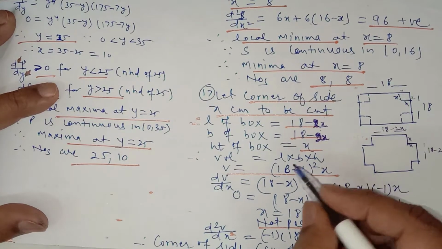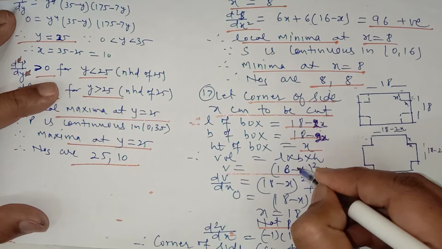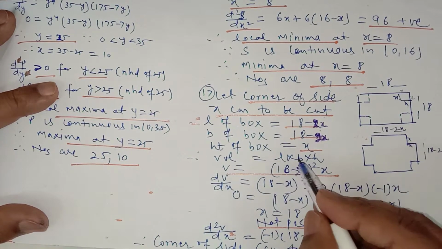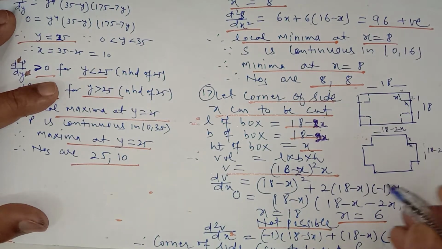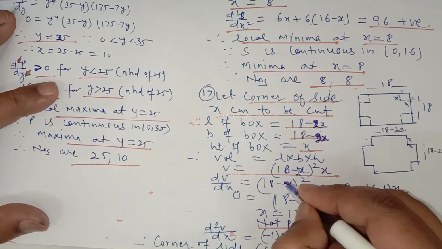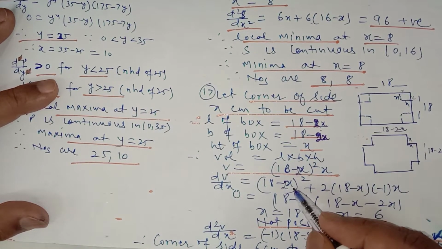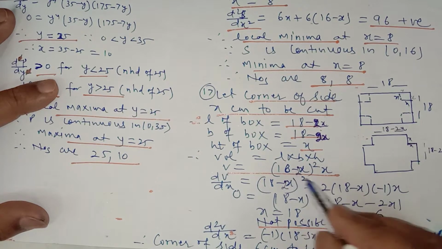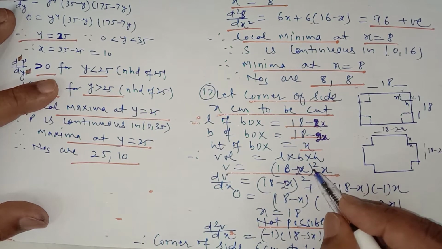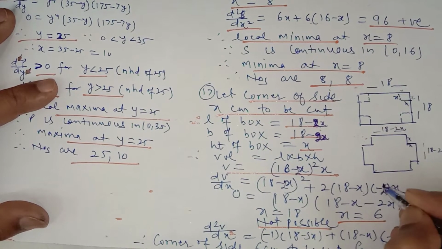So the volume of the box will be length into breadth into height. So it will be (18 minus 2x) whole square into x. Find the derivative of this by using the product rule. First, find the derivative of x times (18 minus 2x) whole square, and differentiate (18 minus 2x) whole square, whose derivative will involve minus 2, like this.